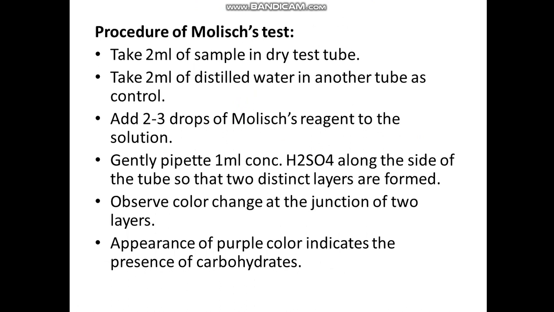Then gently pipette 1 ml of concentrated sulfuric acid along the side of the tube so that two distinct layers are formed. And you have to observe the color change at the junction of the two layers. There will be an appearance of purple color that indicates the presence of carbohydrate. So this is the simple procedure to carry out this Molisch test.